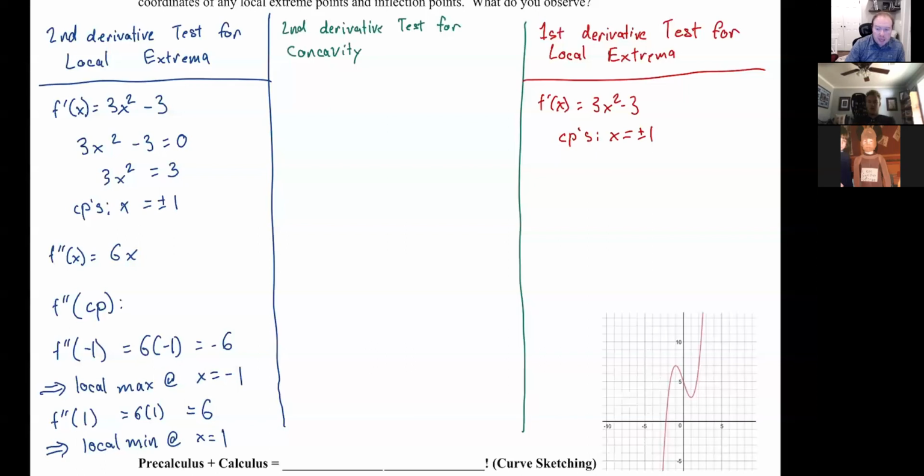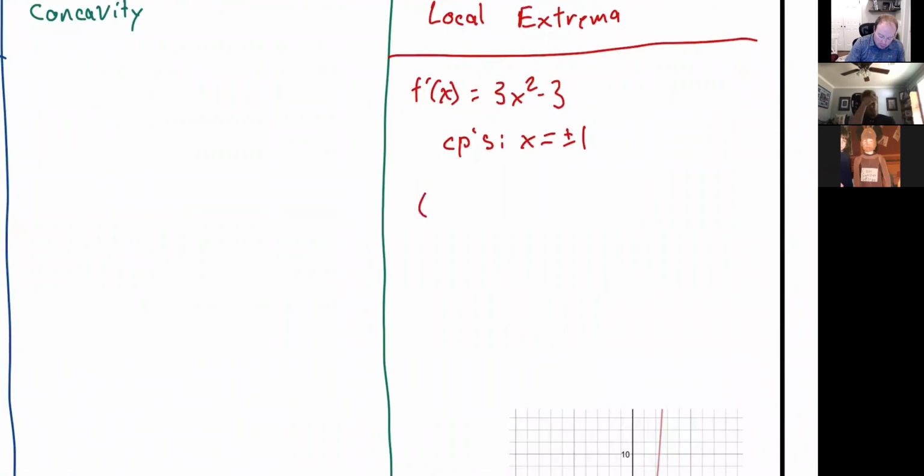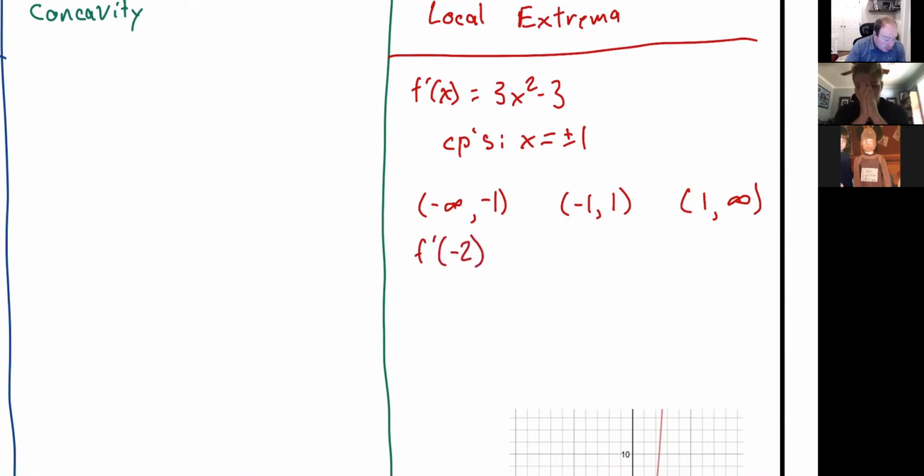So for the first derivative test, we break the domain up into 3 pieces. So we broke it up from -infinity to -1, from -1 to 1, and then from 1 to infinity. Based off of the 2 critical points, we broke it up into 3 pieces. Let's now place a value into our derivative that's in this domain. So f prime of -2. If you plug -2 in here, you get 4. 4 times 3 is 12, and minus 3 is 9. So this is going to be positive.